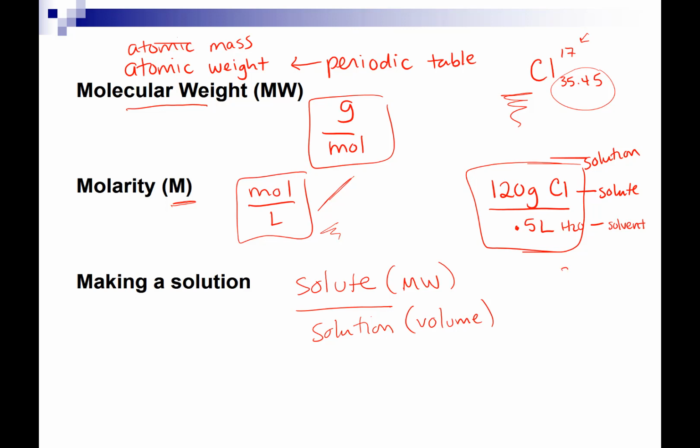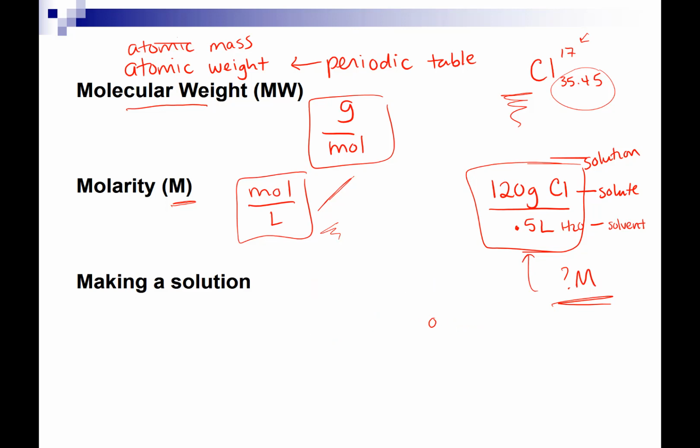Okay, what is the molarity, the molar concentration of this thing that I just made? So the way you're going to do that is you're going to say, okay, I have 120 grams of chlorine in 0.5 liters of water. And I know that chlorine has 35.45 grams per mole molecular weight, right? And I flipped it upside down because I always want my units to cancel.